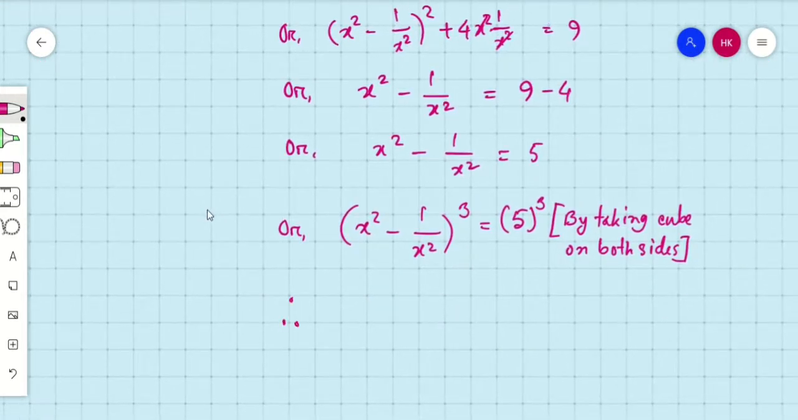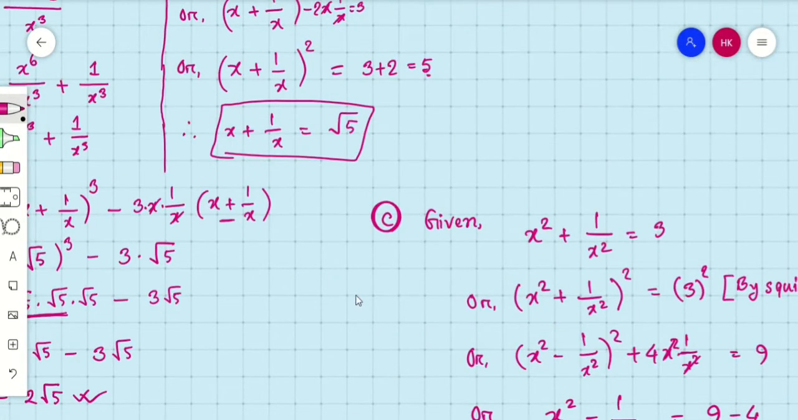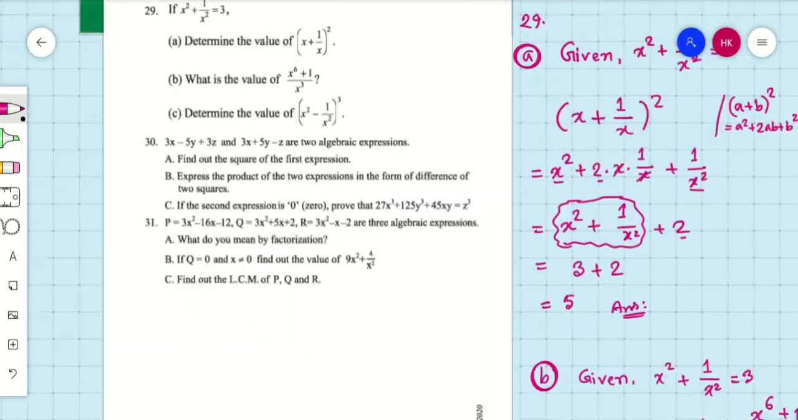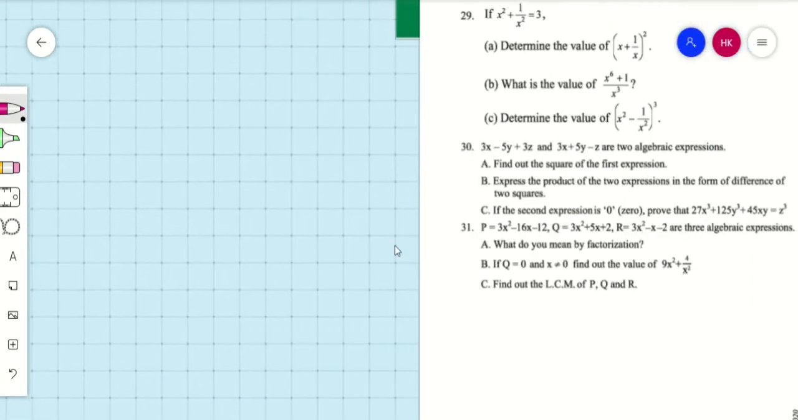So our final answer is here, (x square minus 1 by x square) whole cube is equal to 125, which is our required answer. This is our answer. Alright, I hope you understand. Now we move on to our next question, question number 30.